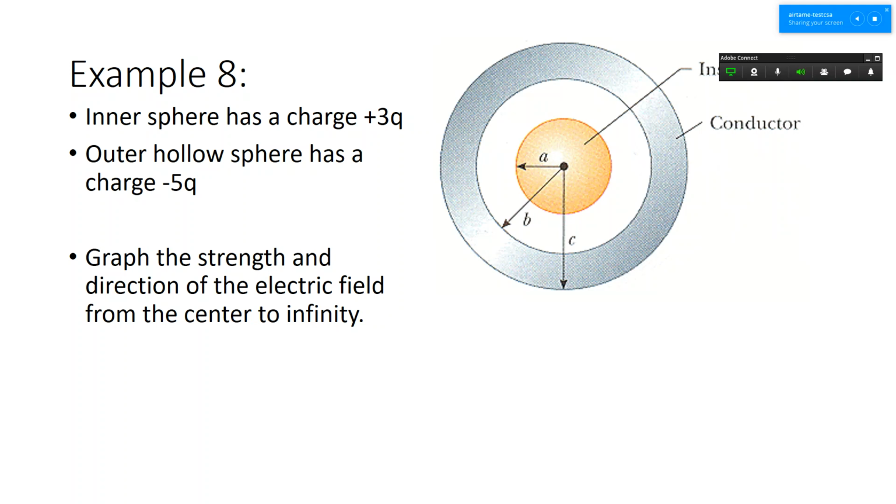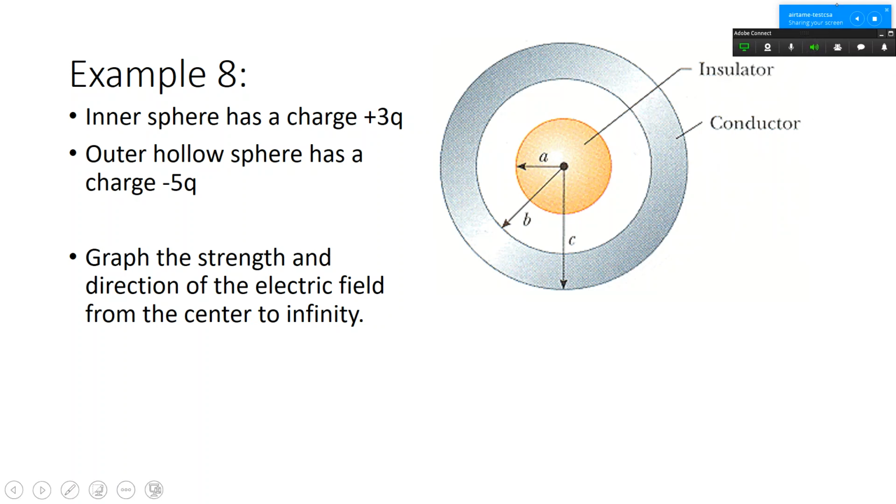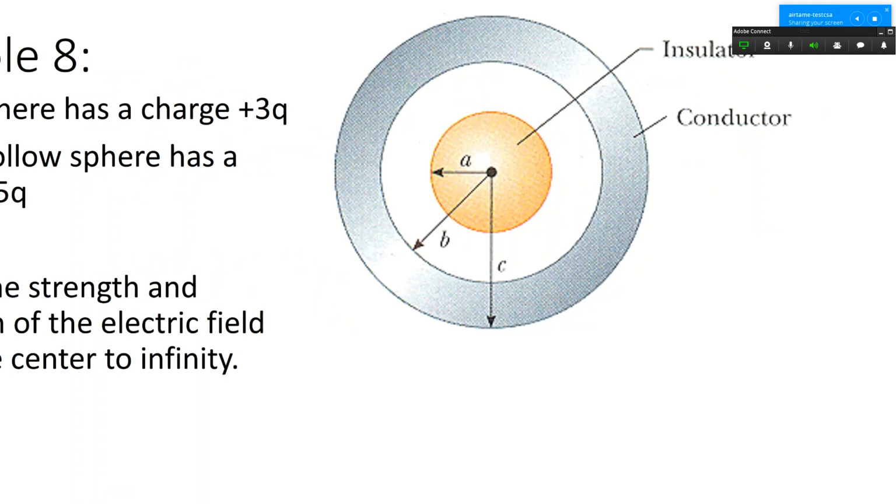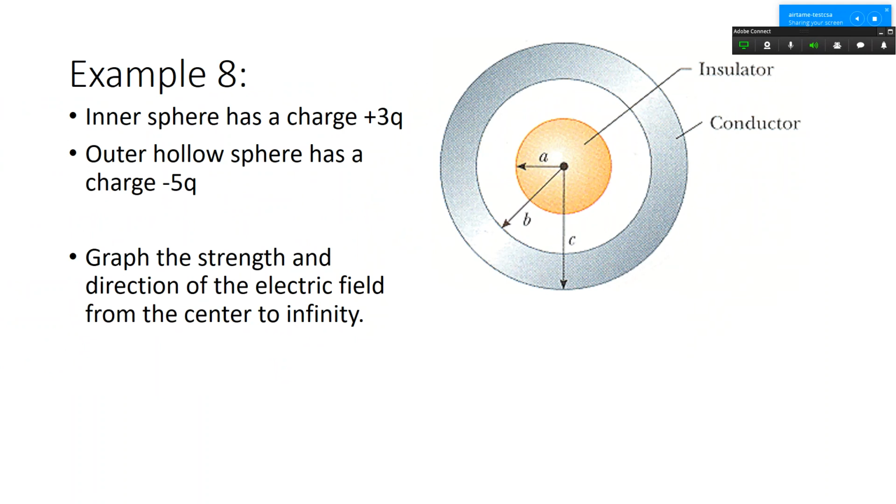So I'm telling you here that the inner sphere has a charge of plus 3q. This is minus 5q. You can't see it here, let me just move this out of the way. This is an insulator, and that's a conductor. That's going to matter. The fact that it's an insulator and a conductor is going to matter. So let's draw a graph.